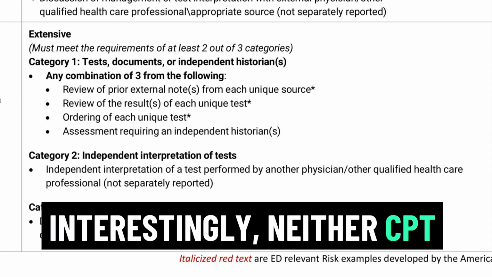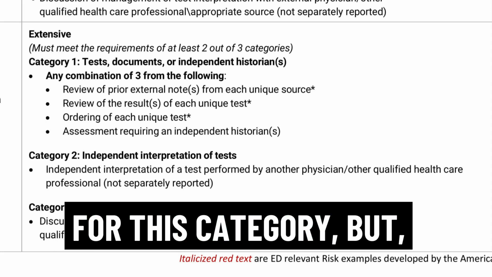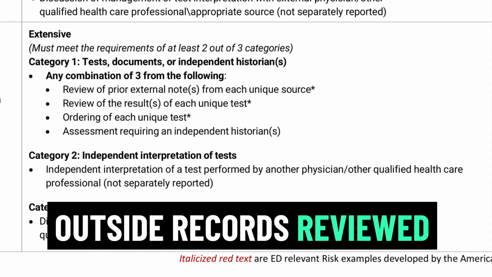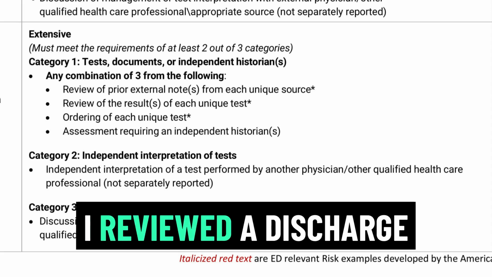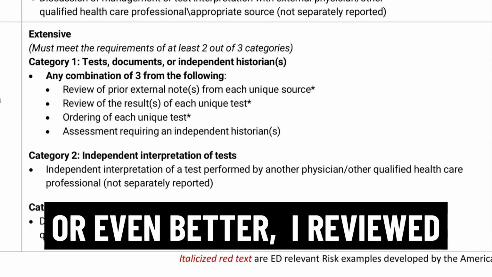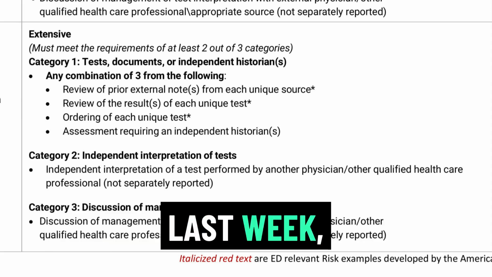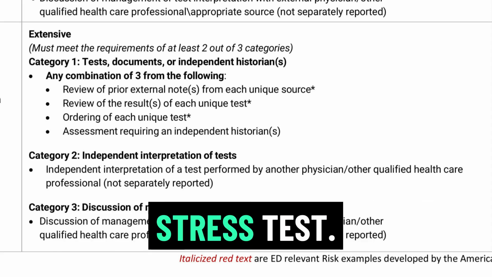Interestingly, neither CPT nor CMS policy indicate a documentation standard for this category, but, quote, "outside records reviewed" is probably not enough. You need to be a little more specific, such as, quote, "I reviewed a discharge summary from last week," or even better, quote, "I reviewed a discharge summary from last week which showed that the patient was admitted for chest pain and had negative troponins and a negative stress test."